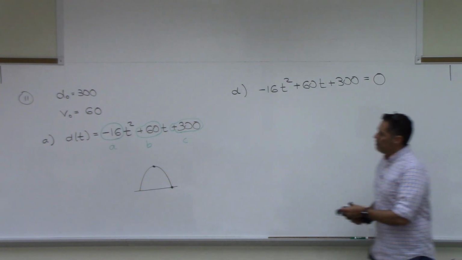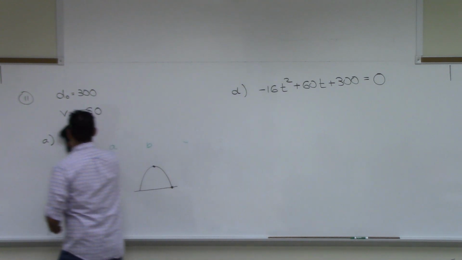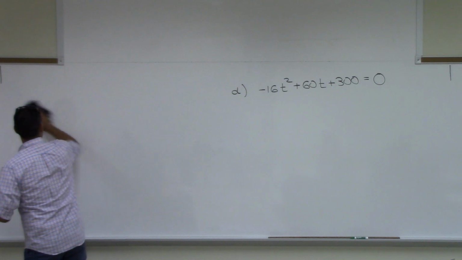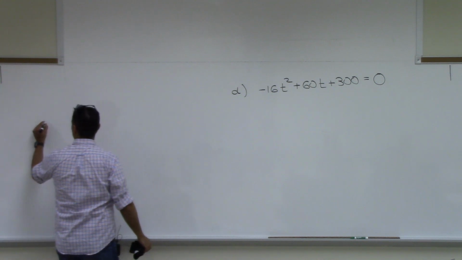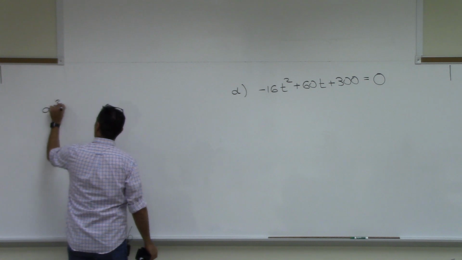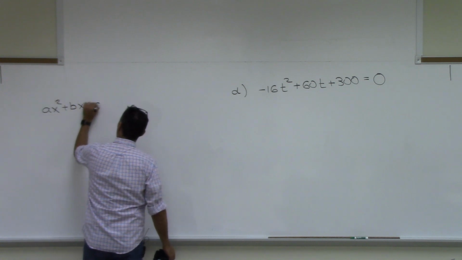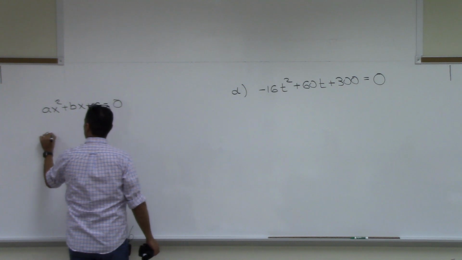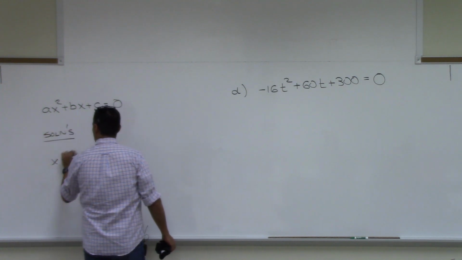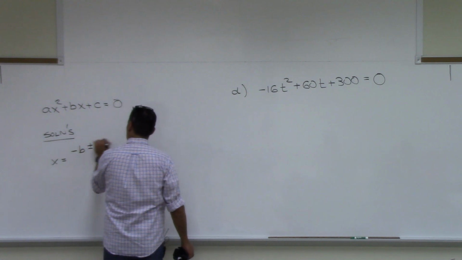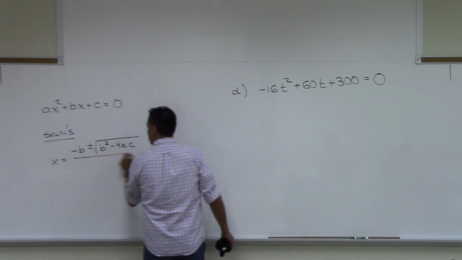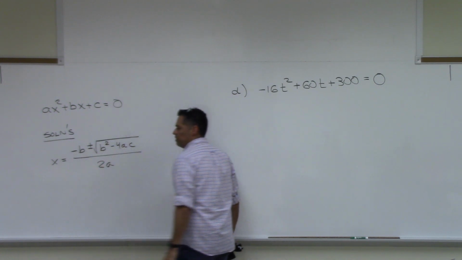Now, the quadratic formula you'll have written down on your reference sheet. The quadratic formula says this: if you have a quadratic equation, then the solutions to this are x equals negative b plus or minus the square root of b squared minus 4ac, all over 2a.